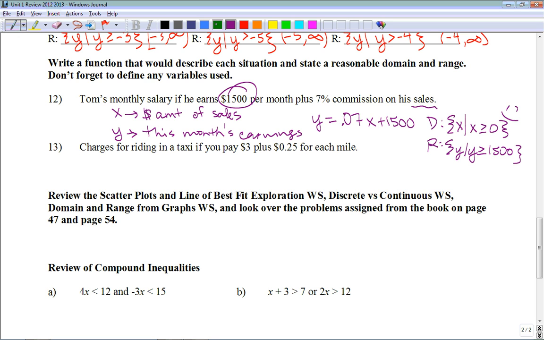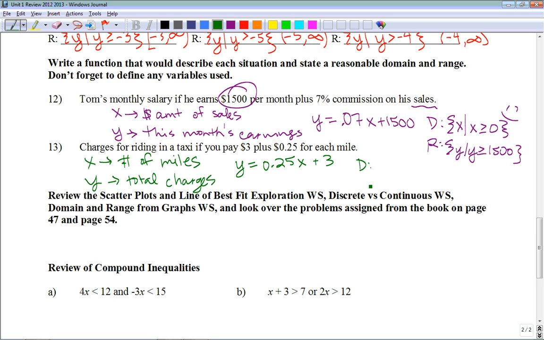Okay? Then number 13, charges for riding in a taxi if you pay $3 plus 25 cents for each mile. So start out by defining our variables. I'm going to say x is our number of miles, and then y is going to be our total charges, what we owe whenever we get out of the taxi. So for our function, the amount we owe will equal, we're being charged 25 cents times our number of miles, 25 cents per mile, and then just a flat rate of getting in the taxi will cost us $3.